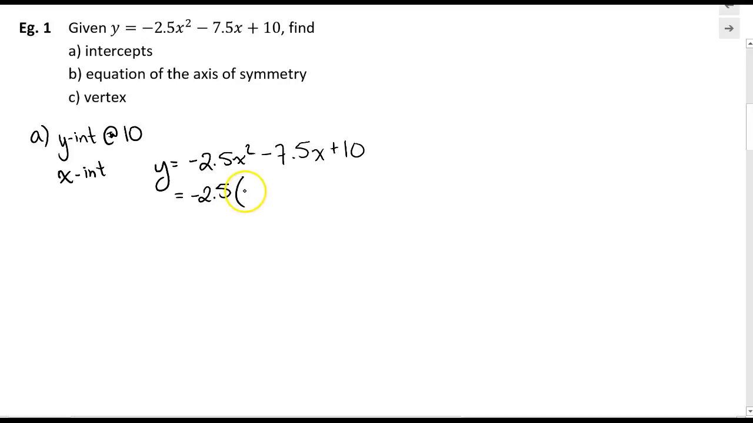2.5 divided by 2.5 is 1, so that leaves me with x squared, positive because I've taken the negative with it. Negative divided by a negative is a positive, and 7.5 divided by 2.5 is actually 3, so I've got 3x now. And 10 divided by negative 2.5 is going to be negative 4. Now that's a more manageable factoring polynomial because it's got an a value of 1, which means it's a simple trinomial. Now remember, when we're talking about our x-intercept, y is equal to 0. So I'm going to set y equal to 0 here, and I'm going to factor from there.